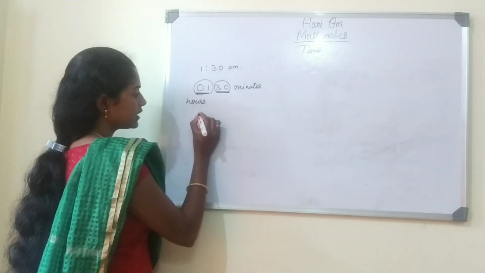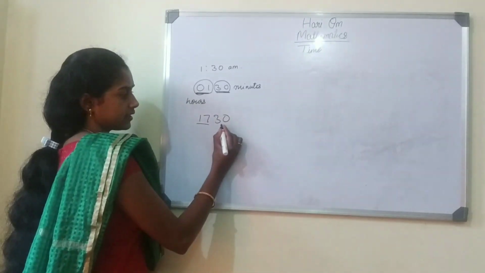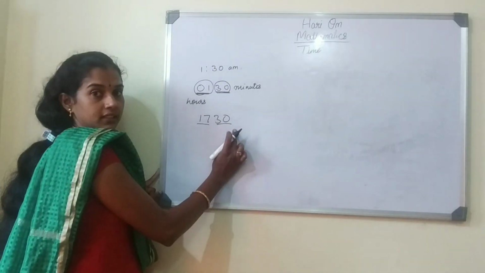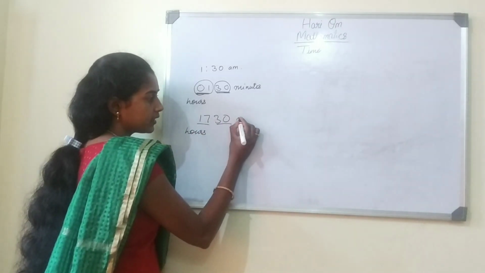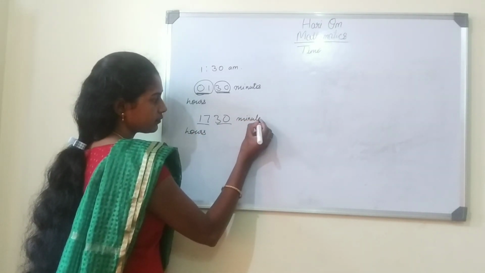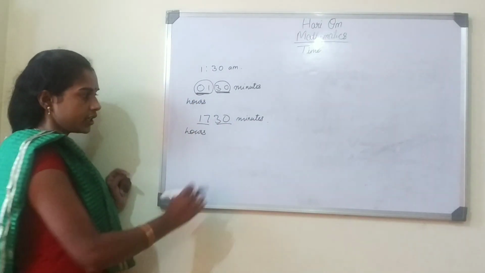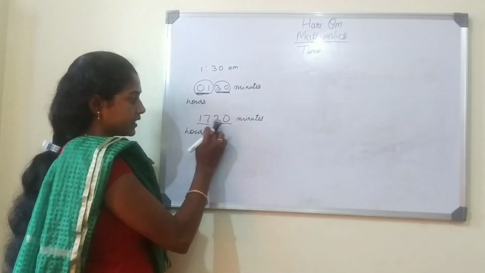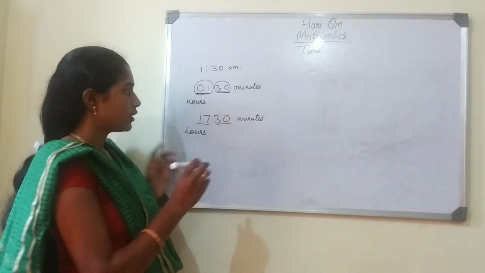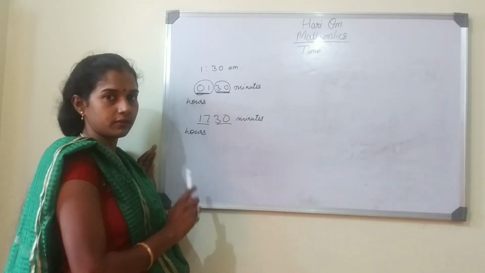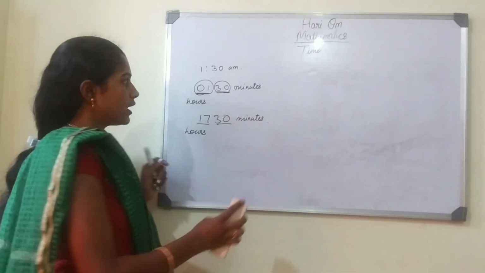Okay, children? So if it is 1730, it is 17:30. How do we read it? 17:30. 17 hours and 30 minutes. Okay, so how to understand this 17 hours and 30 minutes? So we can understand by changing 12 hours to 24 hours. So how to change 12 hours to 24 hours?